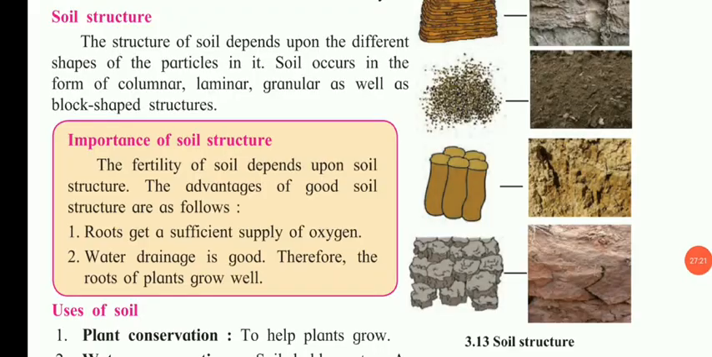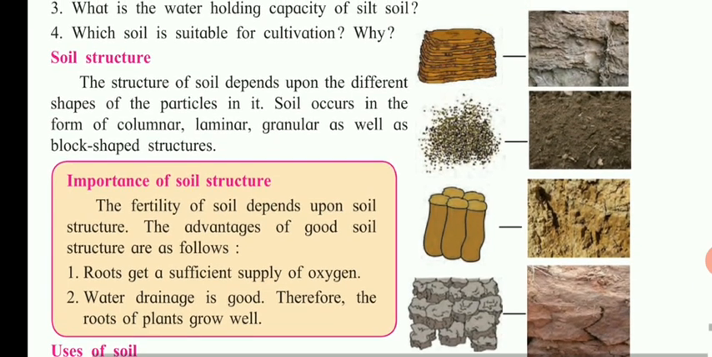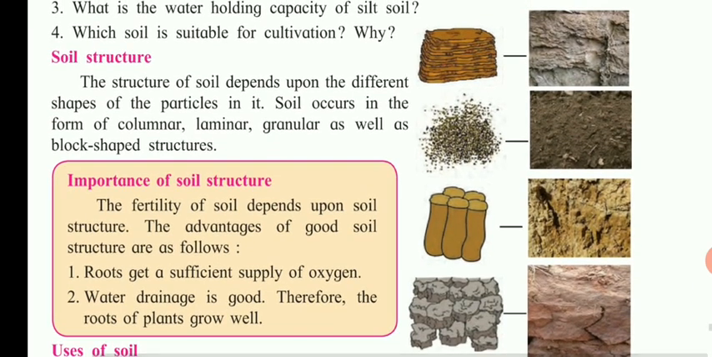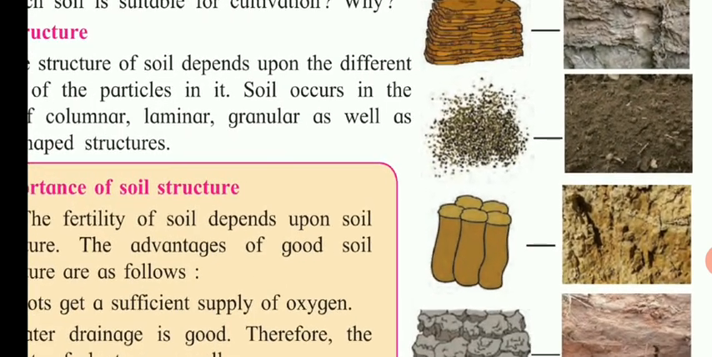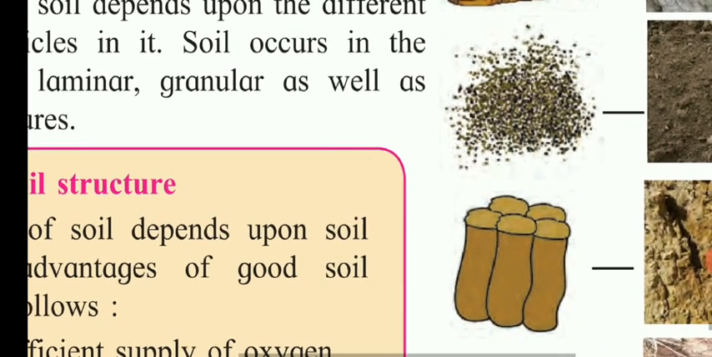Soil structure. The structure of soil depends on the different shapes of the particles in it. Soil occurs in the form of columnar, laminar, granular, as well as block-shaped structure. Here in the picture, you can see how it occurs in a column shape.